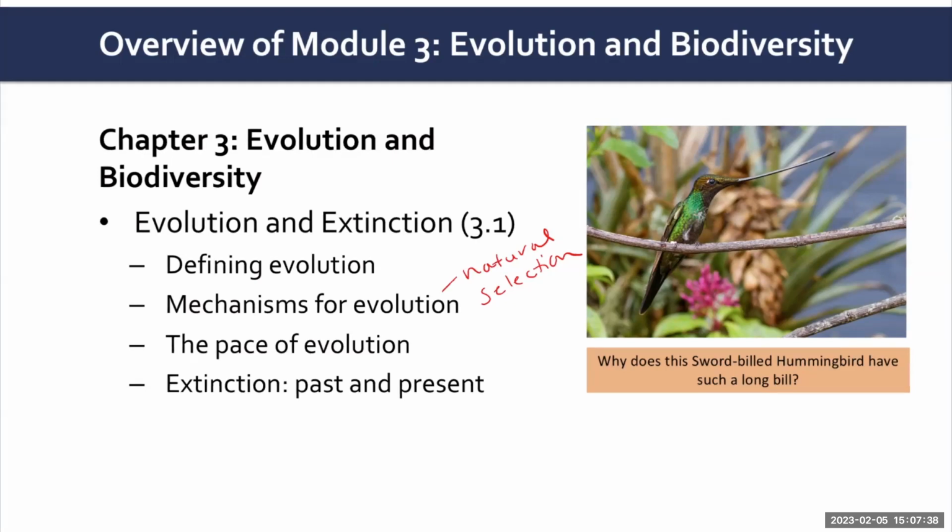In that second recording, we'll also be talking a bit about evolution on a broader scale and looking at the pace of evolution over the history of life on Earth. And we'll consider the relationship between evolution and extinction and compare how that's played out in the past versus how it is playing out in the present.